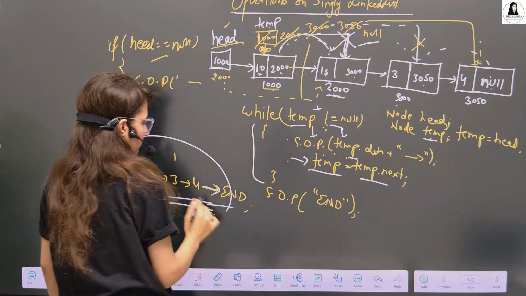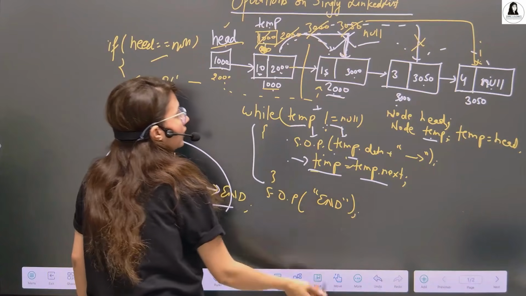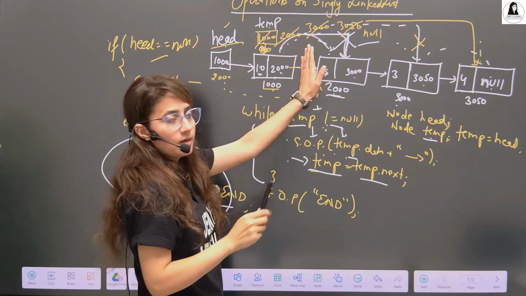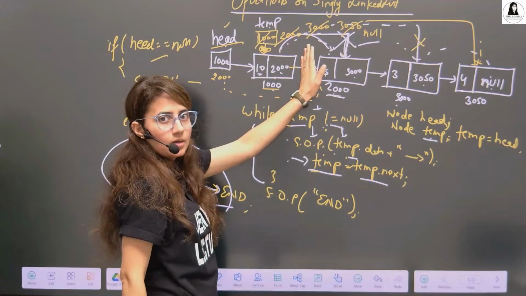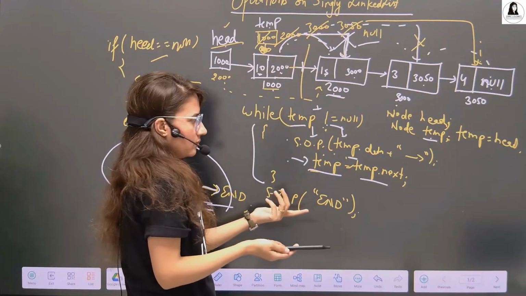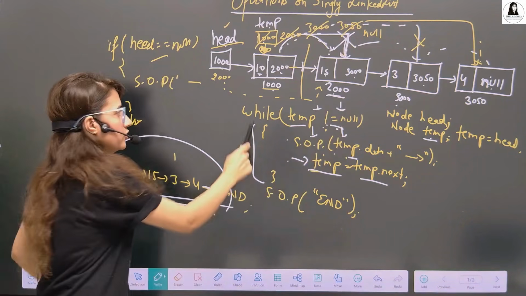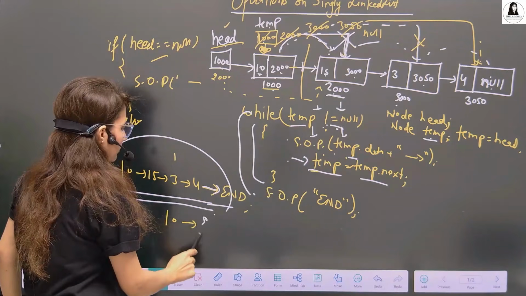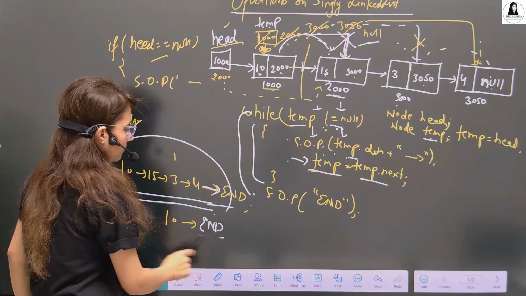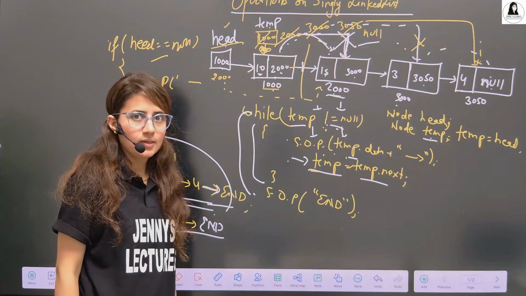Just print the data with this arrow. So like 10 with the arrow. Temp is equal to temp next. If there is nothing here, so we will be having here null. So now temp of next would be null. So temp becomes null, right? Next, temp not null. No, this condition is not true. Exit from the loop. After this, print end, and that's it. So this is how we traverse. I hope you got this, right?